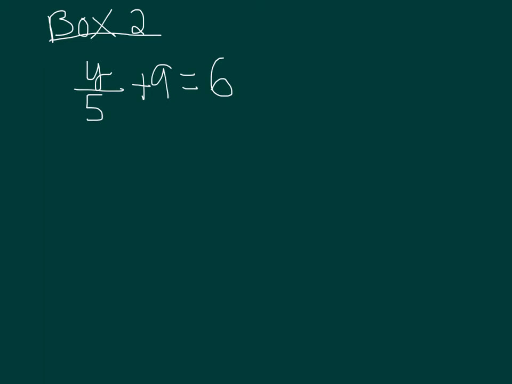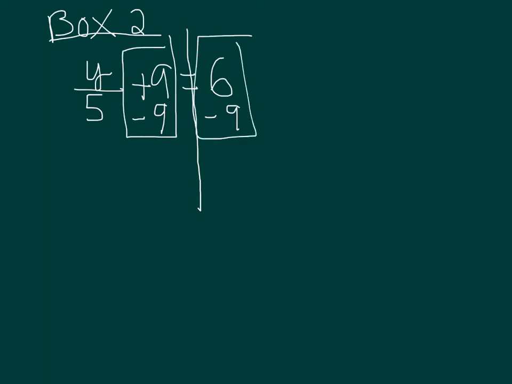And the way to solve this, I'm going to draw my river here. To get rid of plus 9, I'm going to put minus 9 on both sides. I'm going to box it. It's my addition box. So 9 plus negative 9 will cancel out, and you're left with y divided by 5 equals 6 plus negative 9, or 6 minus 9, is negative 3.